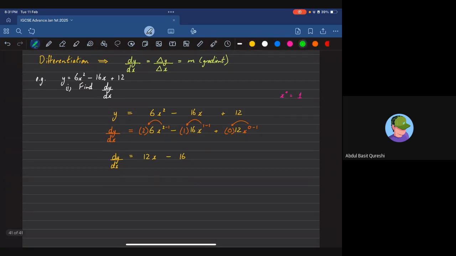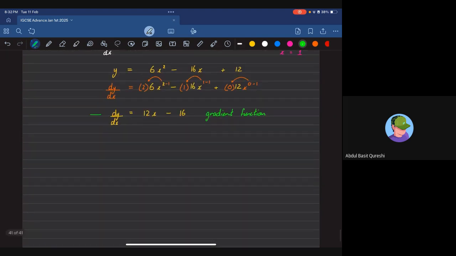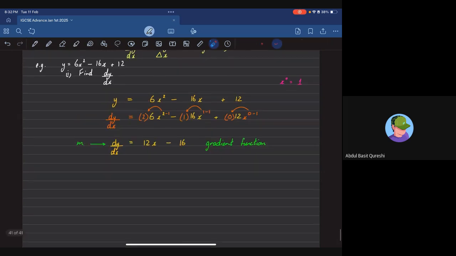This is known as your gradient function. Why is it known as your gradient function? Because technically your derivative should be equal to your gradient. But this is a quadratic equation. So because it is a quadratic equation, your gradient isn't going to be constant or uniform for the curve. So when you take the derivative of a quadratic equation, it gives you a formula to find the gradient, or a gradient function. And in that function, you can put in values of x to find the gradient.